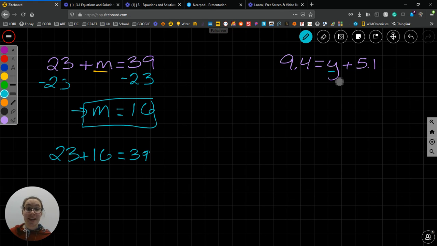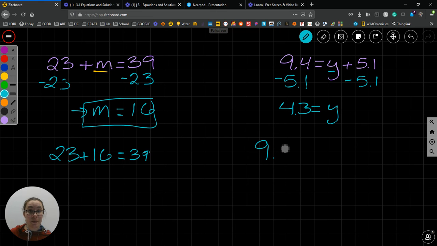In order to do that, I need to get rid of this 5.1. How am I going to get rid of the 5.1? By doing the inverse operation. It's being added, so I'm going to subtract 5.1 from 9.4, because what I do to one side of the equation, I have to do to the other. So I end up with y equals, because the y hasn't changed, line up my decimal, subtract. 4 minus 1 is 3. 9 minus 5 is 4. Decimal falls down right there. So 4.3 equals y.